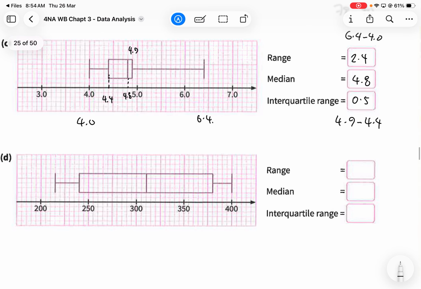Okay. Last one. 10 small boxes is 50. Each small box is 5. So here will be 215 minimum. Maximum is at 400. Q1 is at 240. Median is at 310. Q3 is at 380.